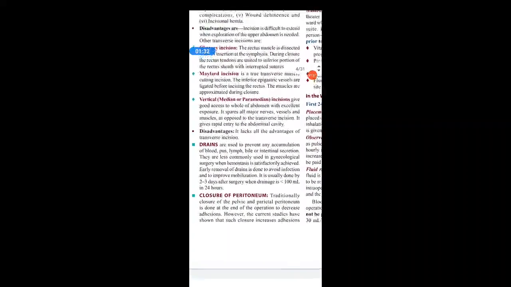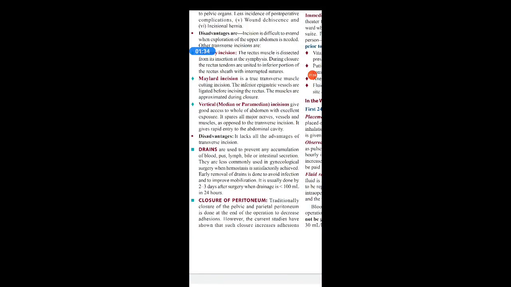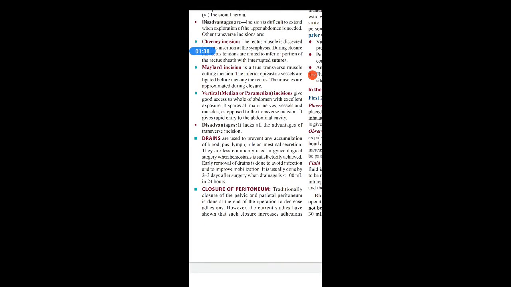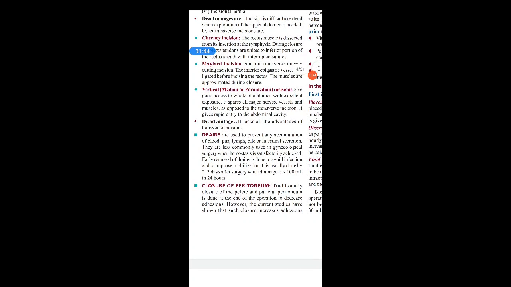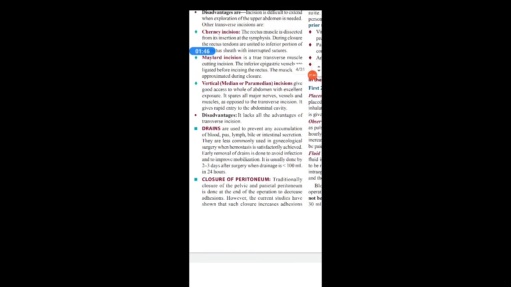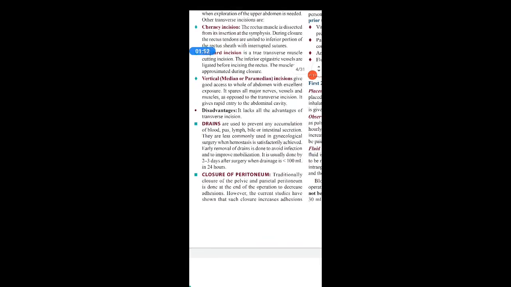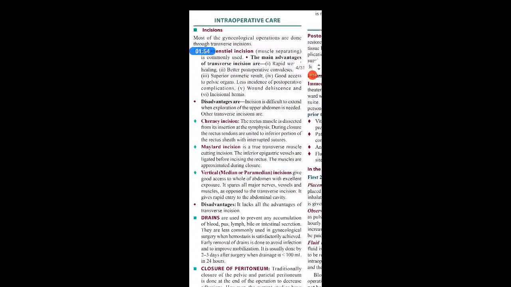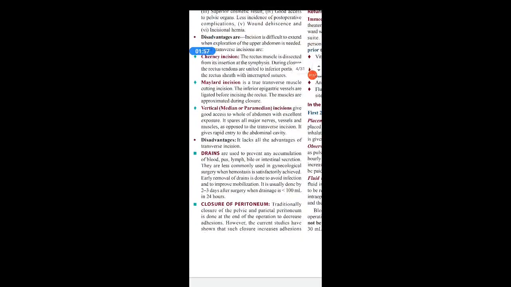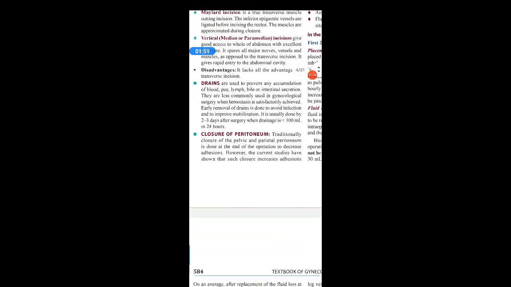Next are the vertical incisions, or median or paramedian incisions. They give good access to the whole of the abdomen with excellent exposure. They spare all major vessels, nerves and muscles as opposed to the transverse incision. They give rapid entry to the abdominal cavity, but their disadvantage is that they lack all the advantages of the transverse incision. So transverse incisions are considered better compared to the vertical incision.